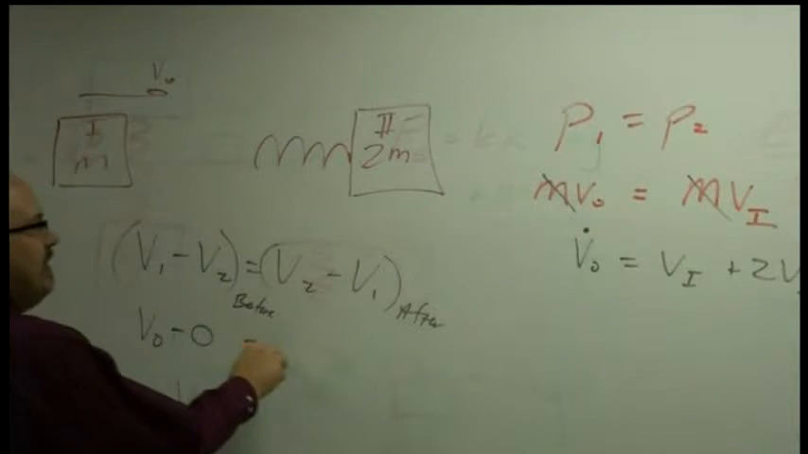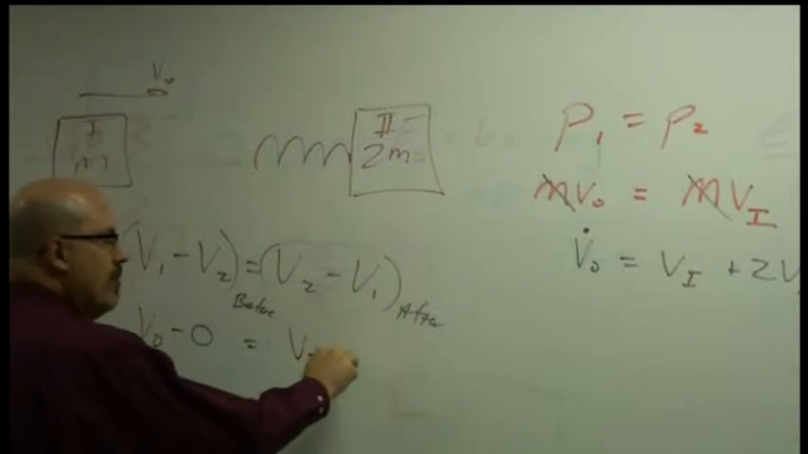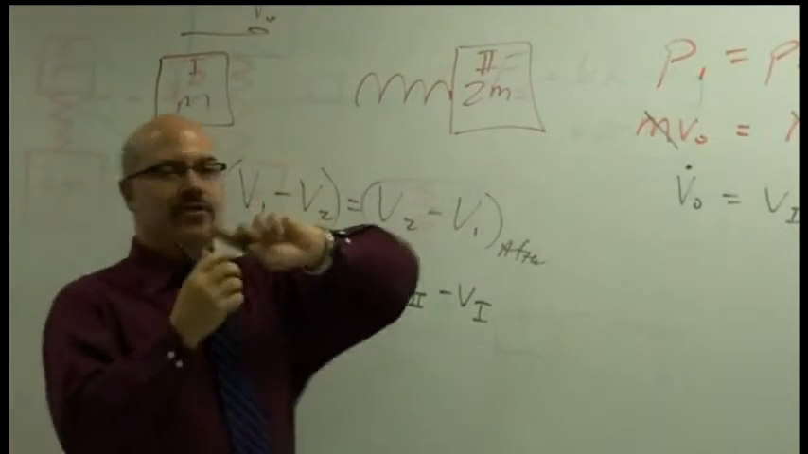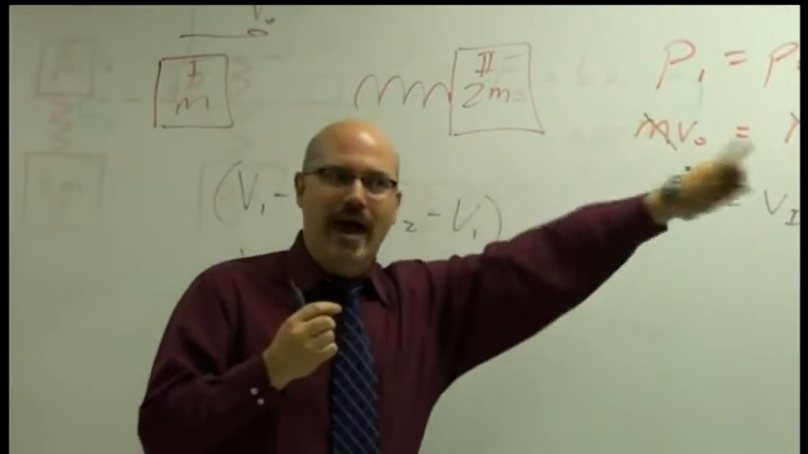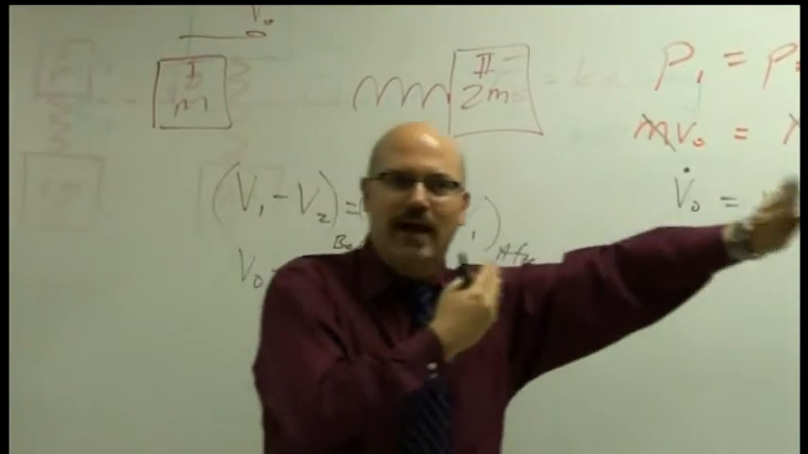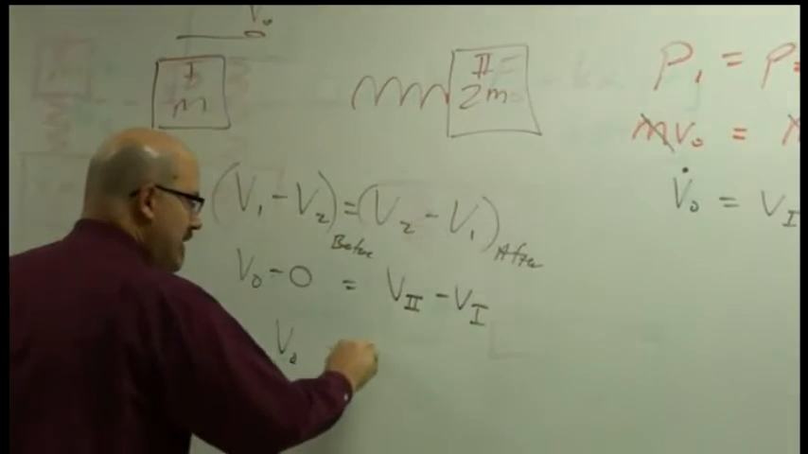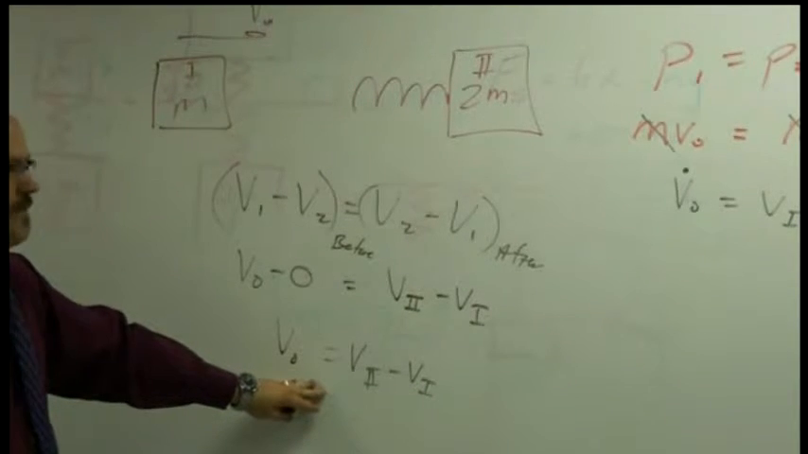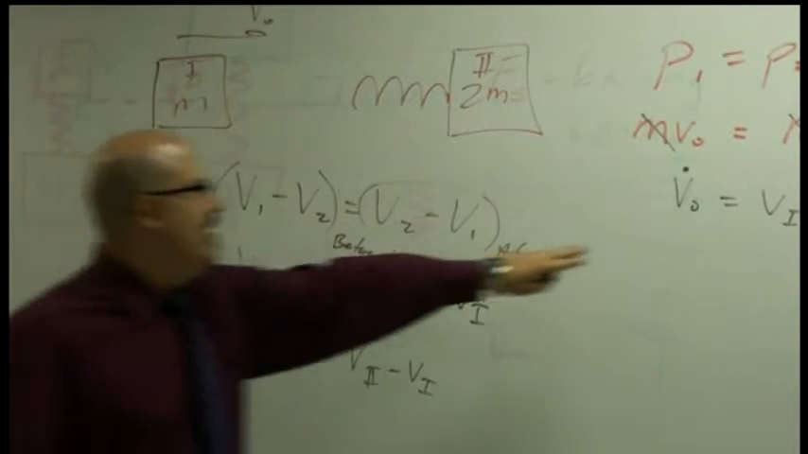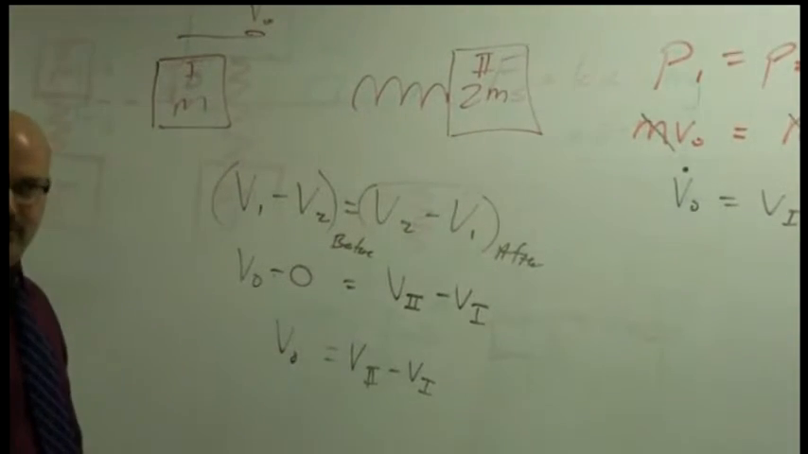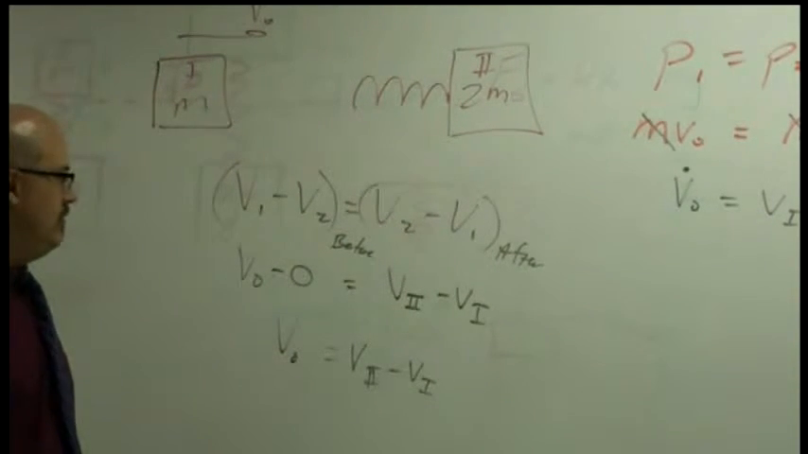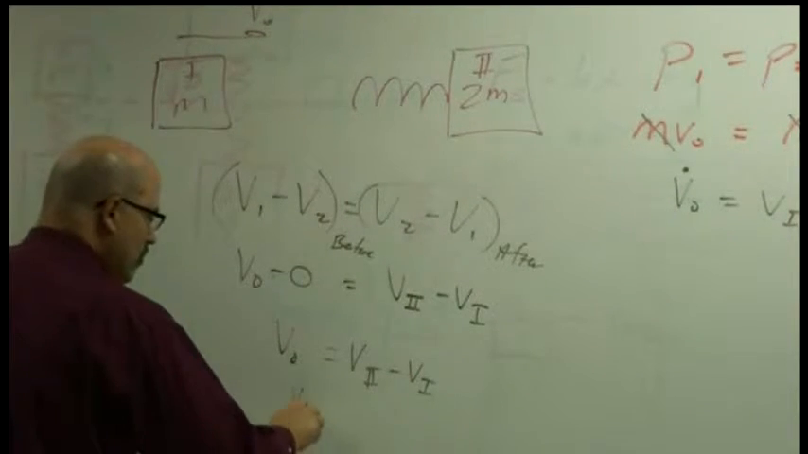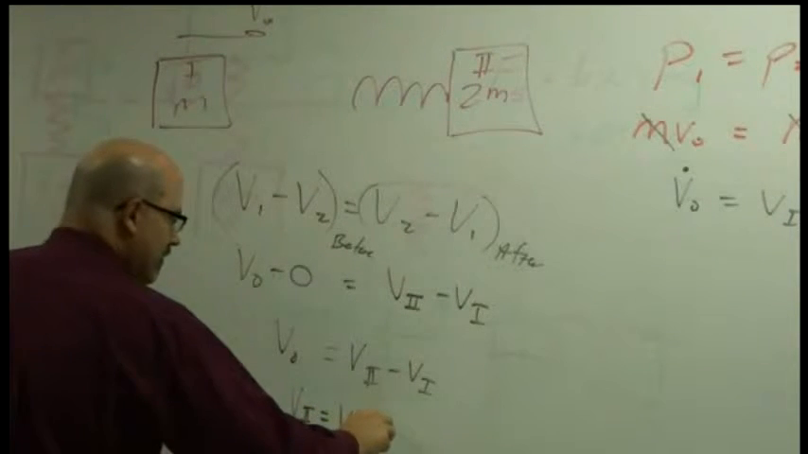V naught. But this time it's going to be the velocity of 2 minus the velocity of 1. Now why will it be 2 minus 1? Because velocity 2 is going to be going away from velocity 1, right? Block 2 is going away from block 1. So that's V2 minus V1. So if I take that, I've got that other linear system. Well, you could substitute. Substitution is easy. Let's move this to the other side. V2 equals V naught plus V1, right?